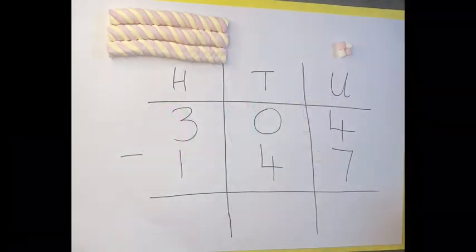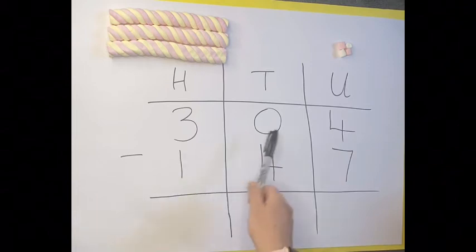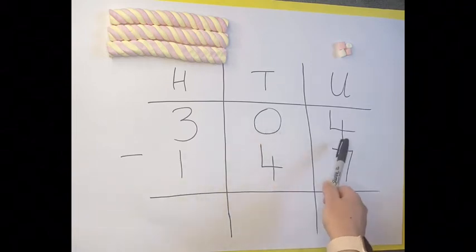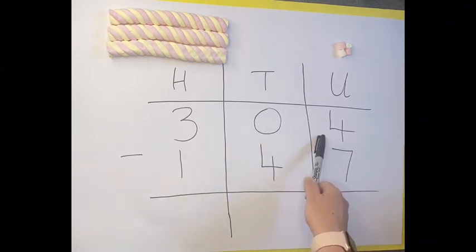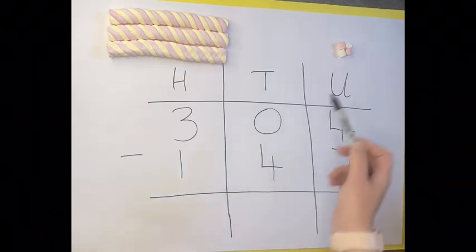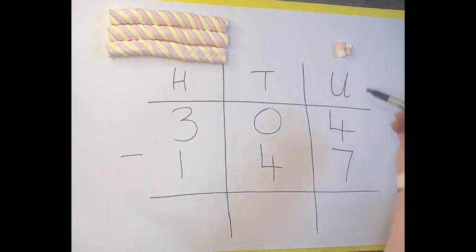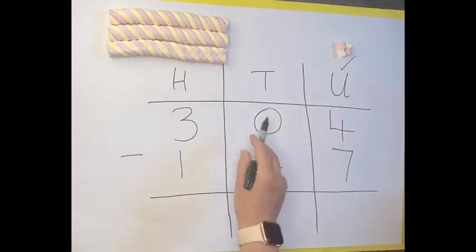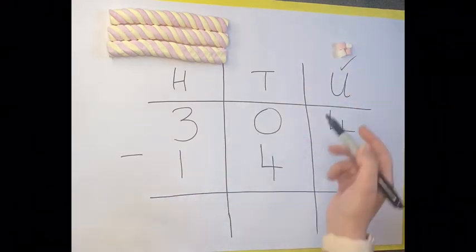Let's try one more quick example, the only difference this time being that our top number has 0 tens, but it does have some units. It has 4 units in this example. Let's identify whether or not the individual columns will require exchanging. So encourage your child to do this. Will the units require exchanging? 4 minus 7, yes they will. And will the tens require exchanging? 0 minus 4, yes they will.